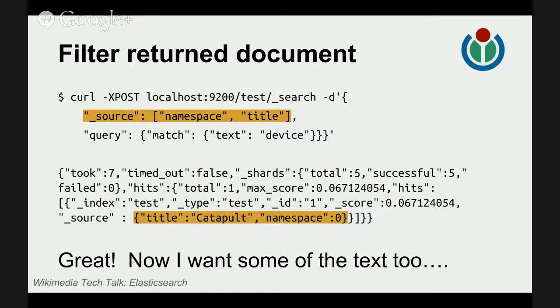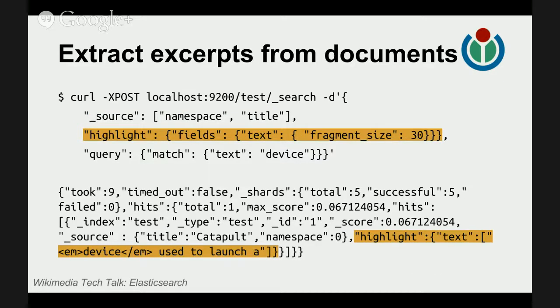So instead, we do two things. The first one is that we only ask for the bits of the document that we need, and Elasticsearch will filter that out on the server. The second one is that we ask for excerpts from the documents. Elasticsearch calls this highlighting because Lucene has always called it highlighting. That's what it's called.